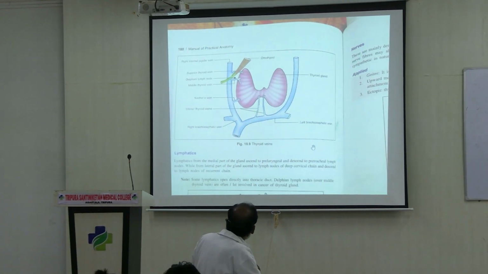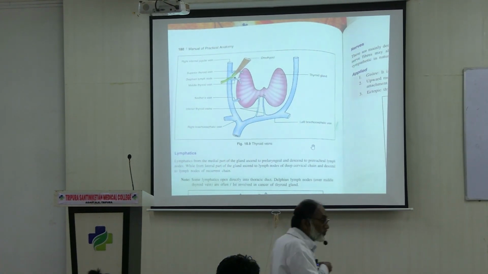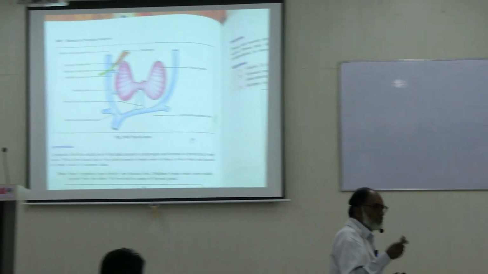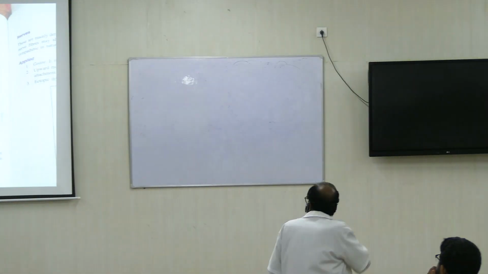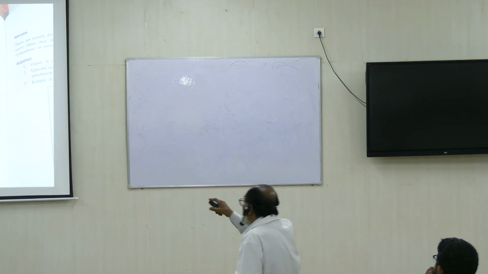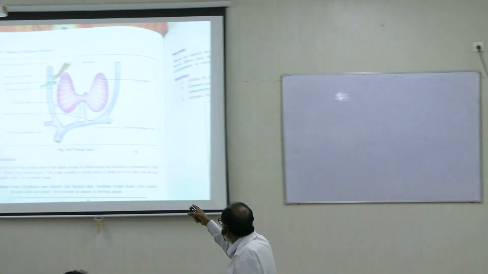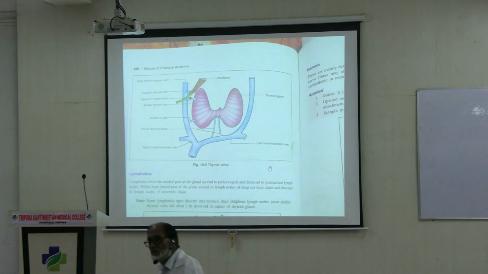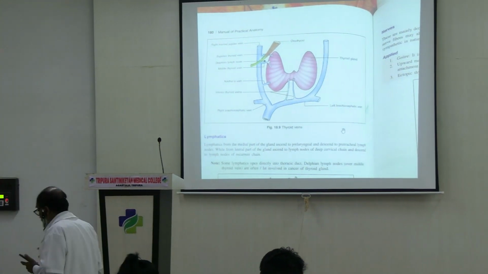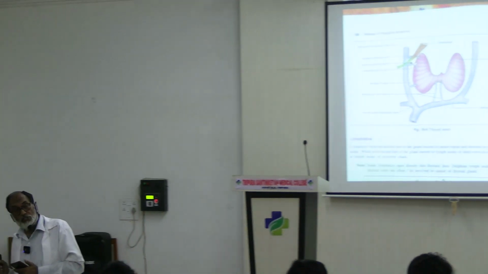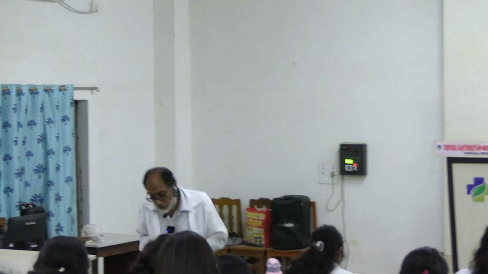And there is another vein called Kocher's vein. It is not always present, sometimes it may be present. It is just below the middle thyroid vein. It also drains into the internal jugular vein. Right? So these are the venous supply.